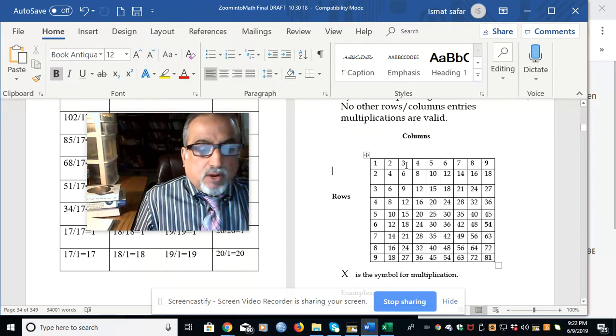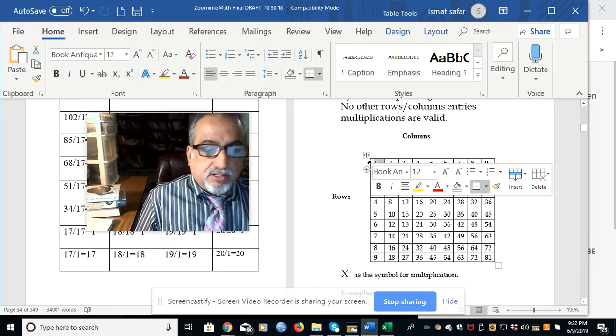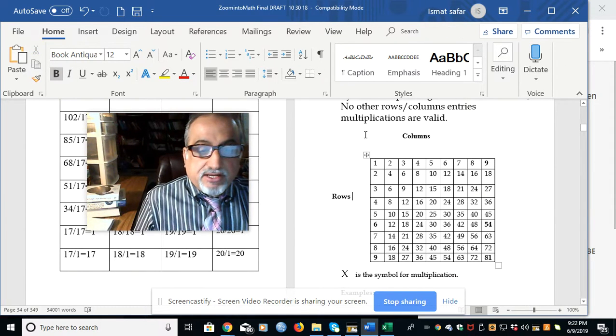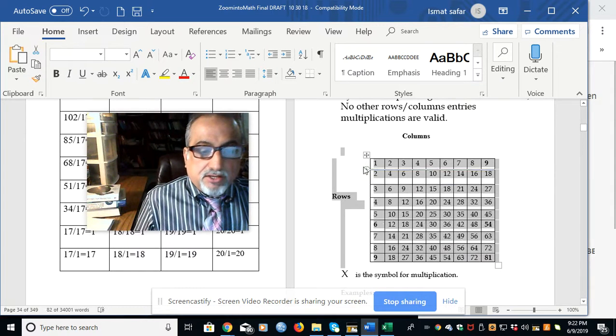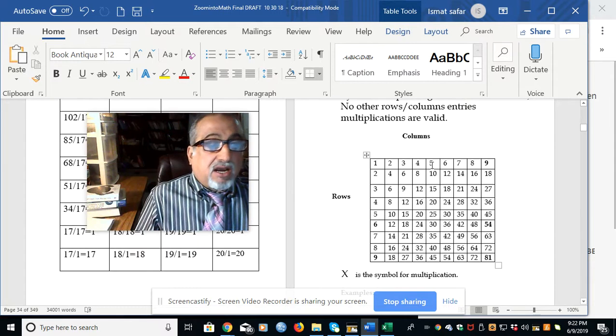There's 1, 2, 3, 4, 5, 6, 7, 8, 9, and then we have a 1, 2, 3, 4, 5, 6, 7, 8, 9 column. So these are the rows, right? And these are the columns. This column here, column 1, column 2, column 3, column 4, and column 5.